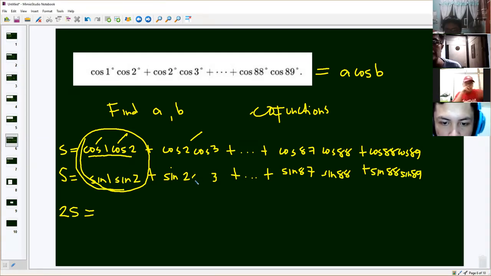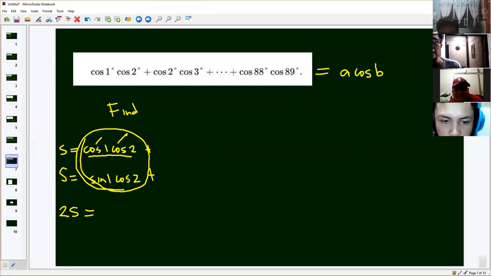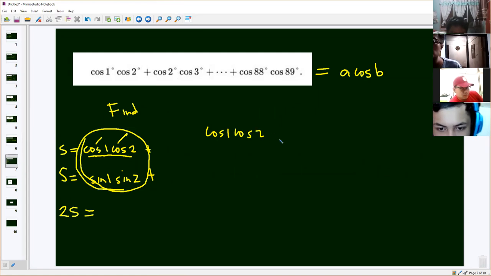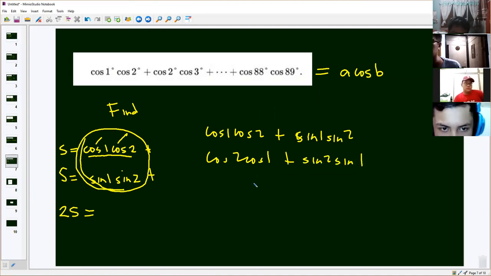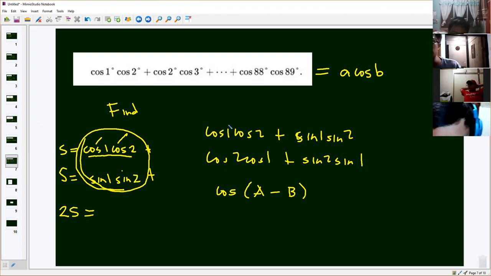Sine 2, sine 2. Now, in the next page, our focus is just the first one. Sine 1, sine 2. So when we add these two, that's cos 1, cos 2, plus sine 1, sine 2. It's nicer to write cos 2, cos 1 first, the larger one. Right? Because this is cosine A, cos B, plus sine A, sine B, and that's equivalent to cosine of A minus B. Actually, even if reversed, no problem.